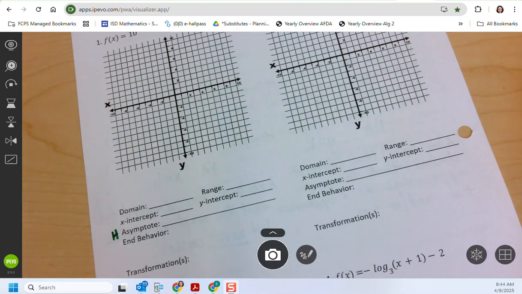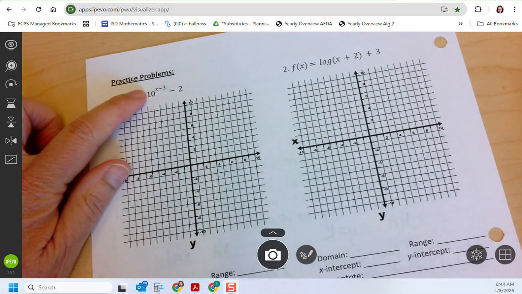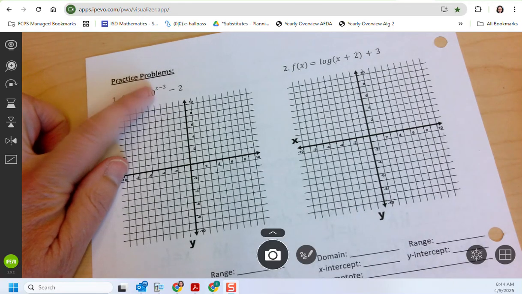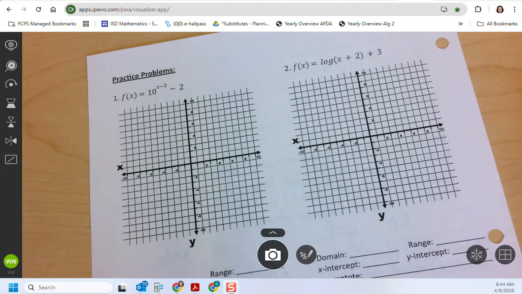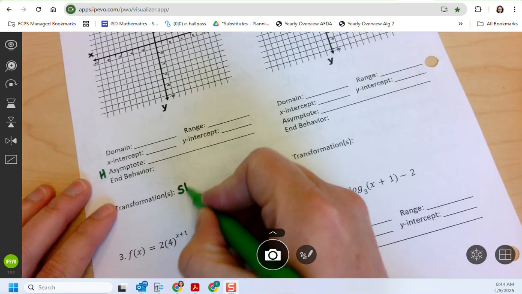I can do the transformations even without looking at the graph because remember the 10 is the base, that's not a transformation. The -3 is the tricky one. It shifts you which way? To the right. Because we would think to the left, right? But it's to the right. So under here for transformations, I'm going to write shift right 3.